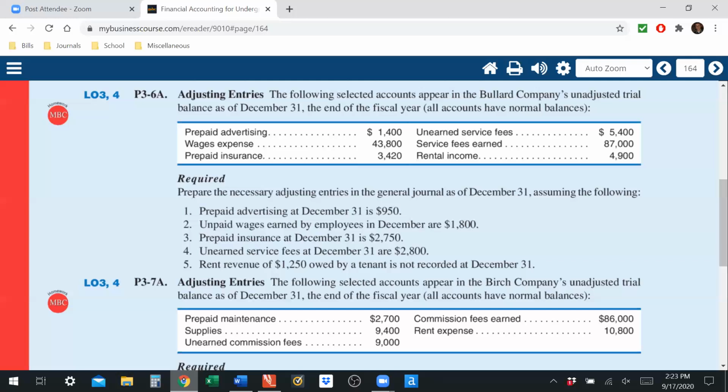So usually the way it works is at the beginning of December, the landlord receives cash from the tenant, right? They should debit cash for $1,250, and they credit unearned rent revenue, a liability. They have a liability to allow the tenant to live in that space for the next month. Then at the end of the month, they've satisfied that liability, so they debit unearned rent revenue, and they've earned the revenue because they provided the space for the tenant for that month. So they credit rent revenue for $1,250.